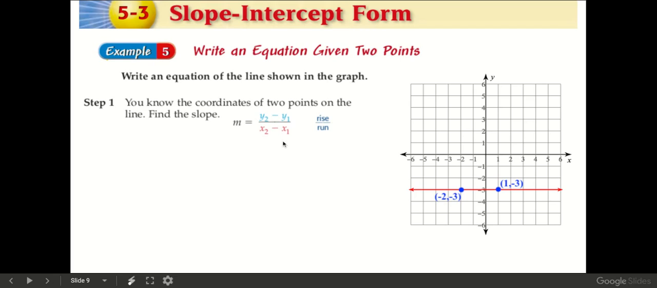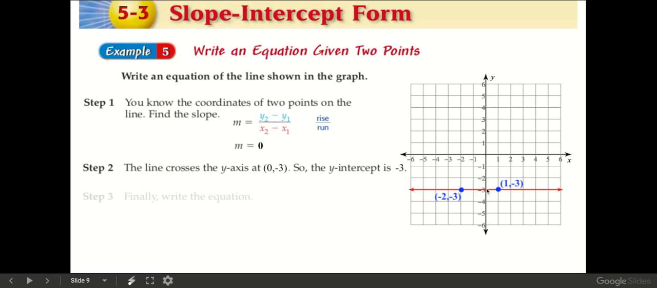over the change in x coordinates, I would get 0, because I would get -3 minus -3, which is 0, and I would have -2 minus 1. So clearly I can see that the line crosses the y-intercept at -3. So there's my y-intercept there.